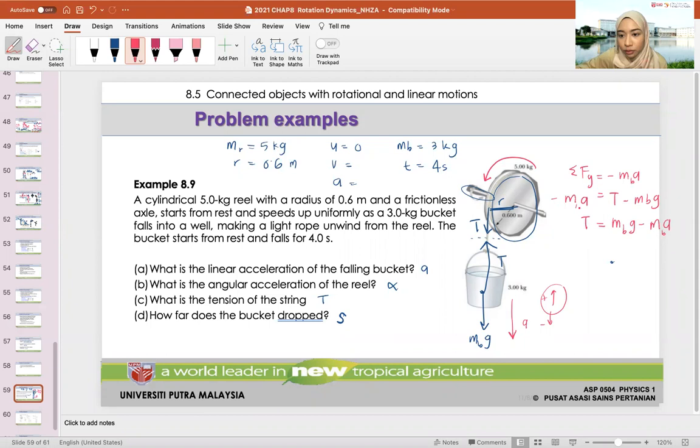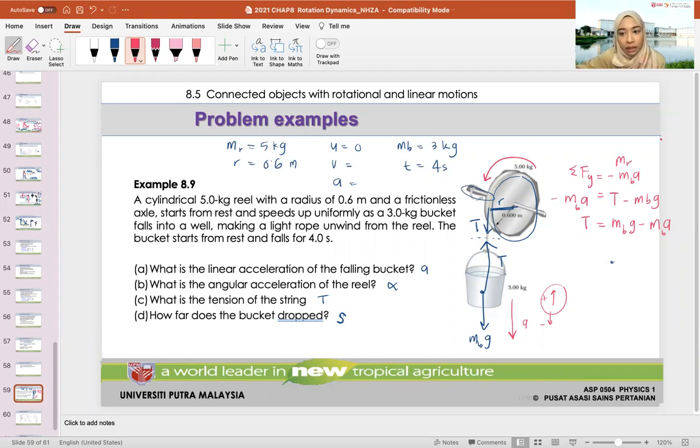If you have two objects in one system, your condition has to use the mass of that object. So let's say it's the bucket, it has to be MB. It cannot be mass of the reel. You're talking about this object, your condition must be related to the object. Therefore, the mass should be mass of the bucket.